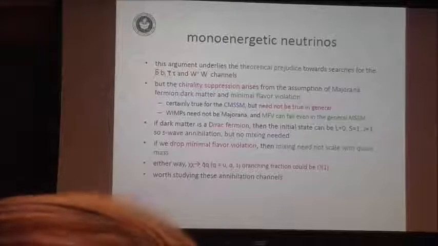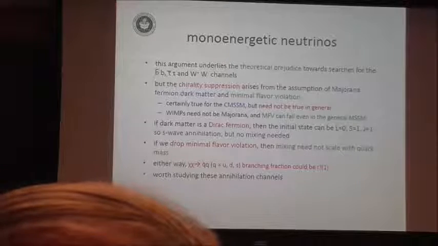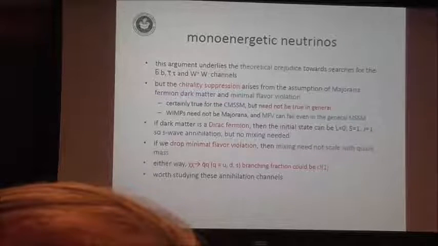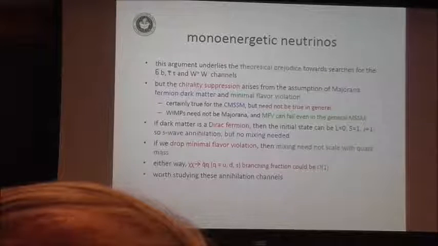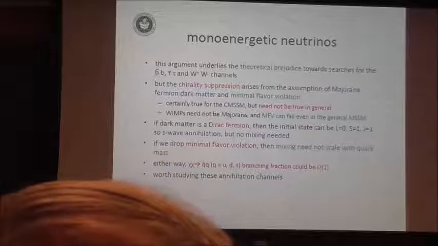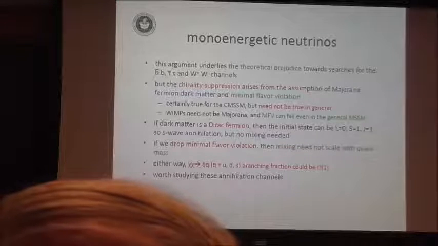And that's the argument which underlies the theoretical prejudice toward looking for dark matter annihilation to heavier channels, like heavy quarks such as b b bar, or tau tau bar, or to bosons like W plus, W minus. But the chirality suppression argument really relied on two assumptions. I assumed it was Majorana fermion dark matter, and I assumed I had minimal flavor violation. That's certainly true in the standard ideas like the CMSSM, for example. But it doesn't have to be true in general. For example, WIMPs don't have to be Majorana fermions at all. And minimal flavor violation can fail even in the general MSSM. If I don't make the assumptions which take me down from the MSSM to a constrained version like the CMSSM, then I don't have to have minimal flavor violation either.